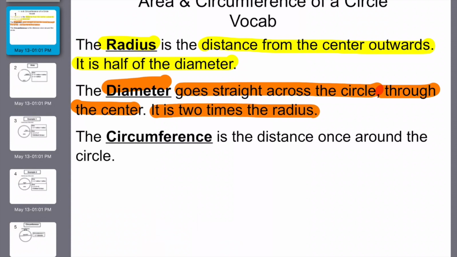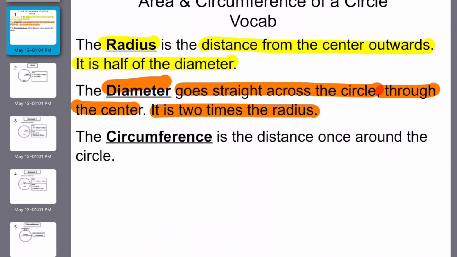So if you were to come across a problem and it gives you a radius of 5 for that circle, that means that the diameter of that circle is 10. And the same thing works in the other direction. If you're given a circle that has a diameter of 8, that means that radius is half of the diameter. So that means your radius would be 4 in that situation.